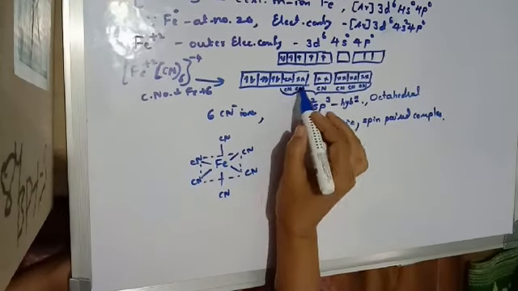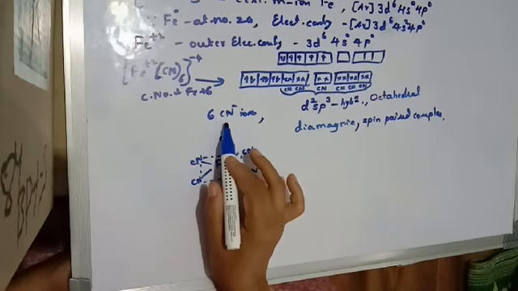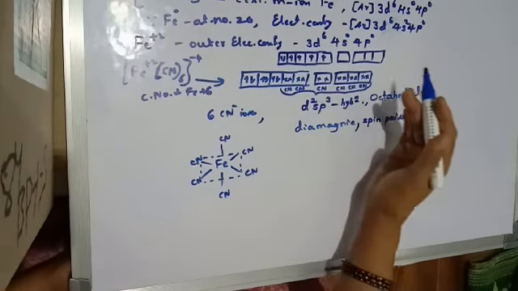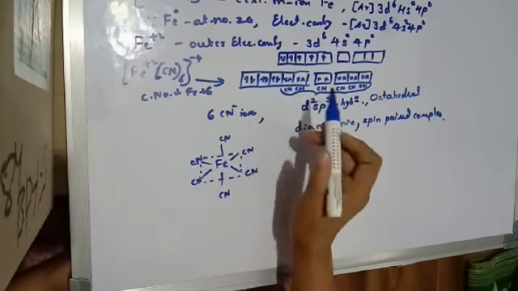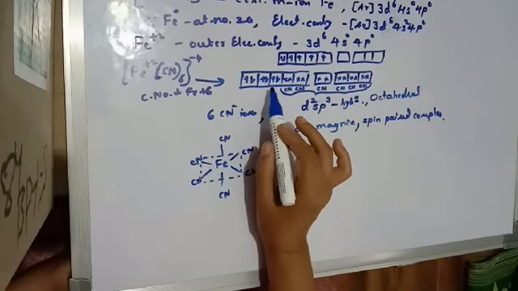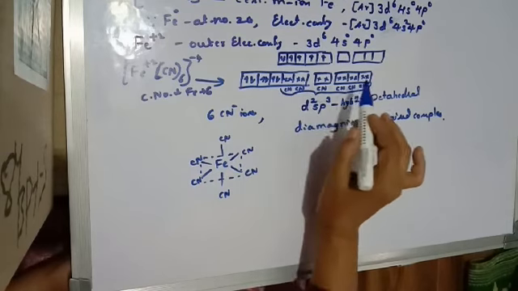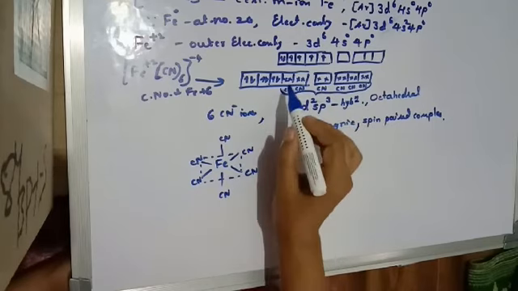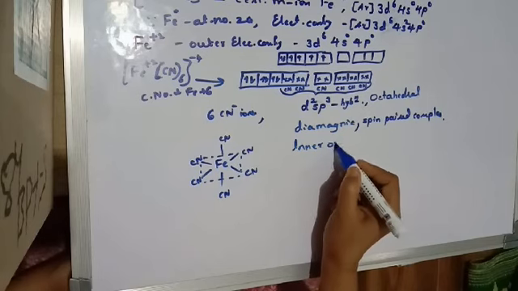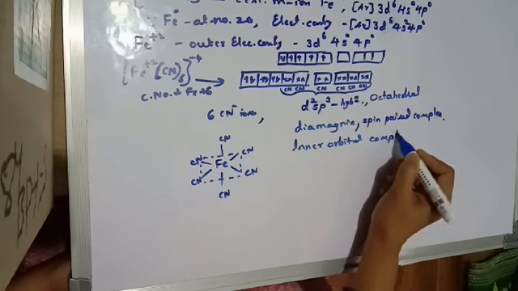Now outer d orbitals are not used because of the strong field ligands. When the ligand field approaches the metal ion, the unpaired electrons are forced to pair up. Thereby the inner d orbitals are made empty, and thereby this complex is said to be an inner orbital complex.